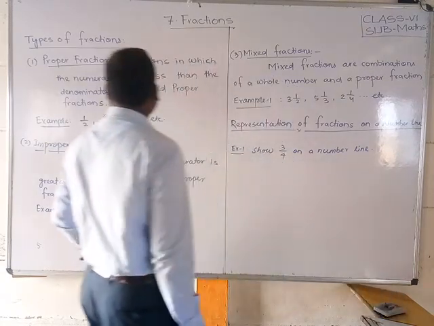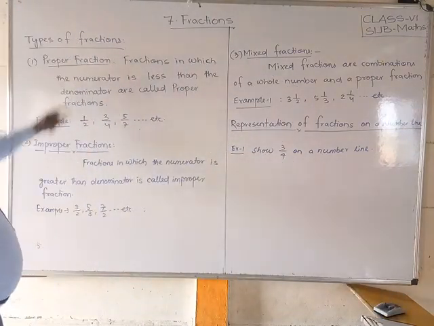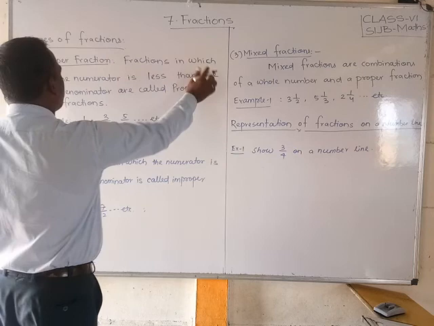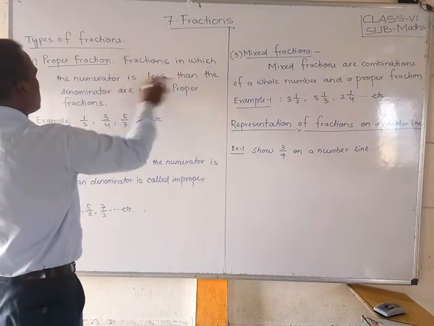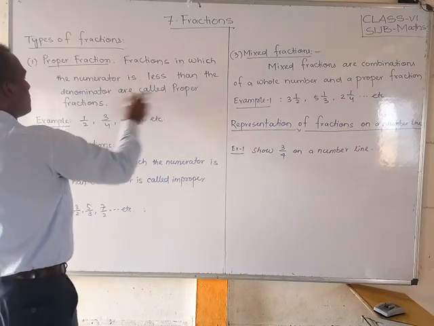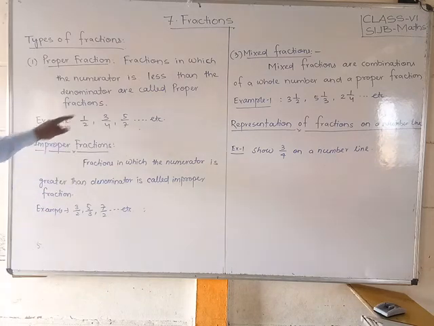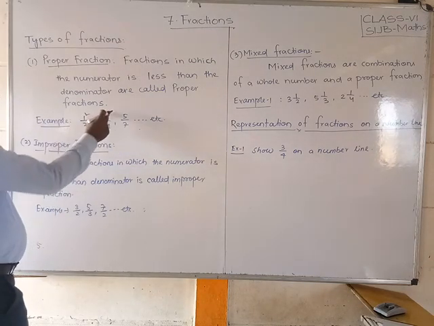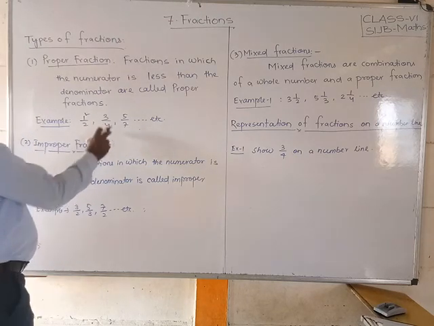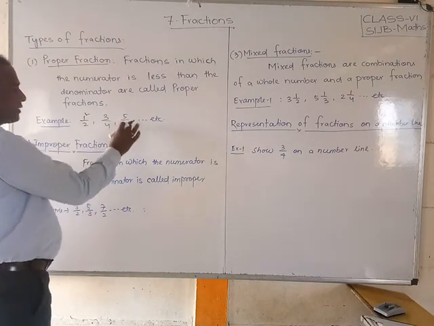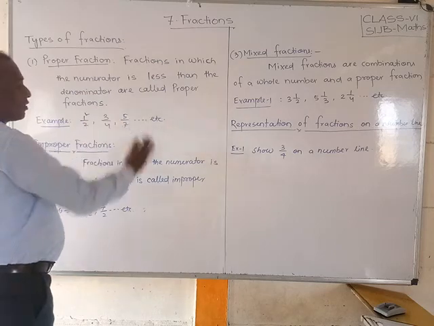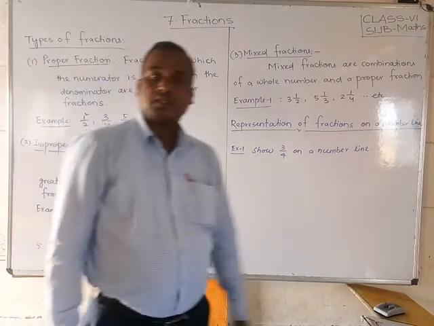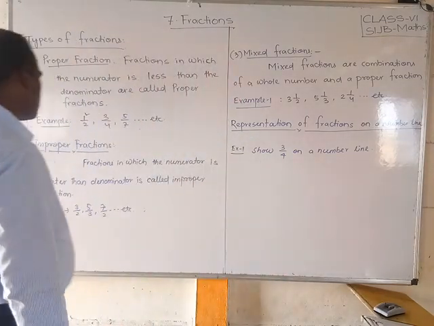Now see students, I have written the definition first. Write it down also. Fractions in which the numerator is less than the denominator are called proper fractions. Examples: 1 by 2, the numerator is less than the denominator. 3 by 4, 3 is less than 4. 5 by 7, 5 is less than 7. So these are called proper fractions. Many proper fractions are there.